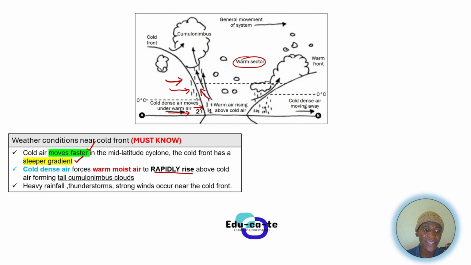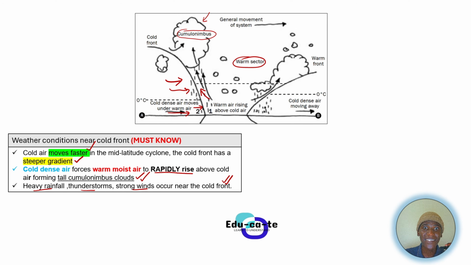So basically, the cold dense air forces the warm moist air to rapidly rise above the cold air, and this will result in the formation of tall cumulonimbus clouds. The types of clouds that form near the cold front are known as cumulonimbus clouds. They are tall and dark, and they result in heavy rainfall, or you can say torrential rainfall. So heavy rainfall, thunderstorms, as well as strong winds occur near the cold front due to this.